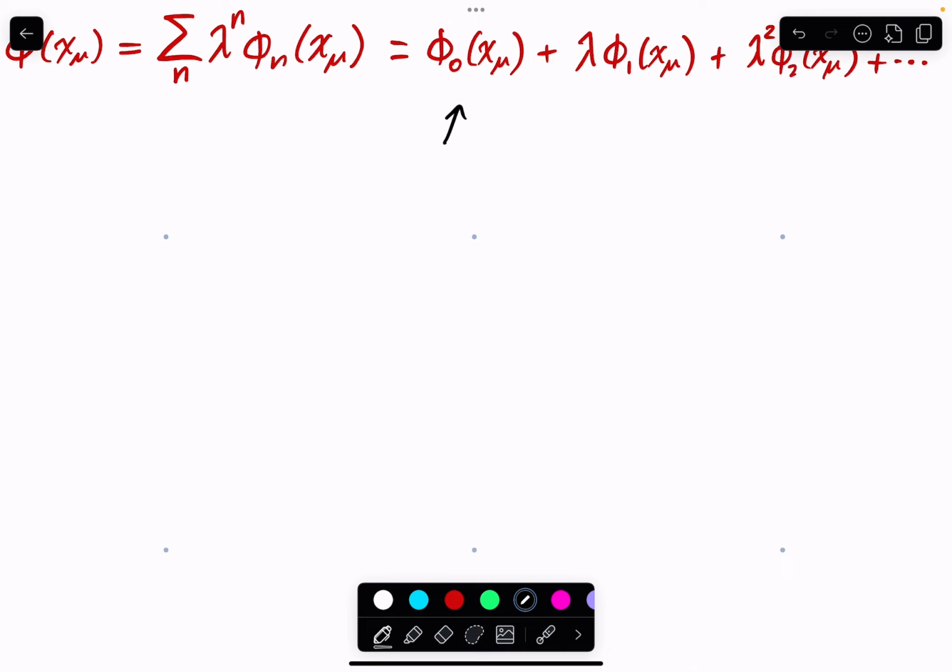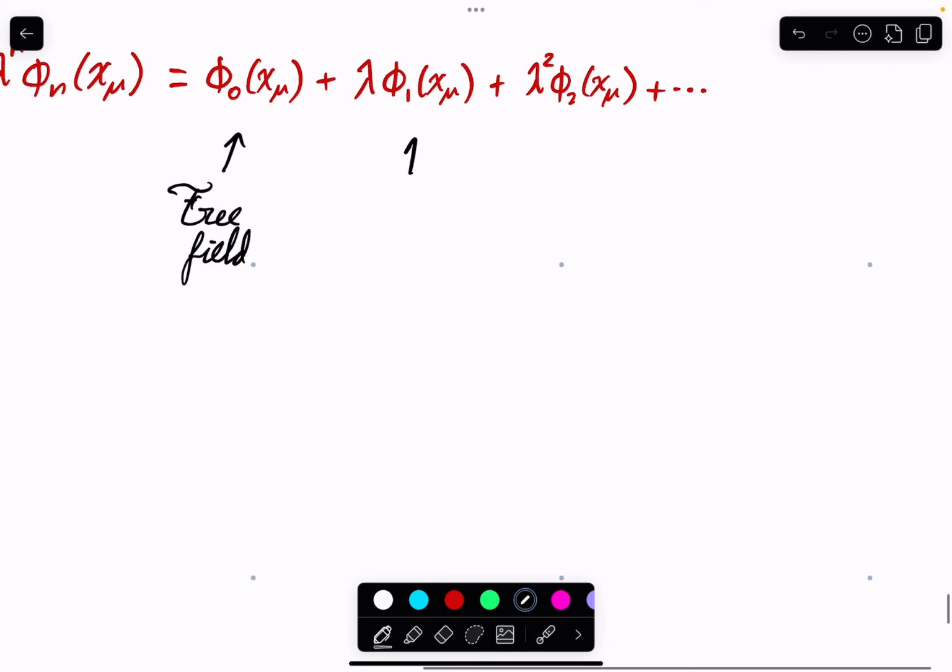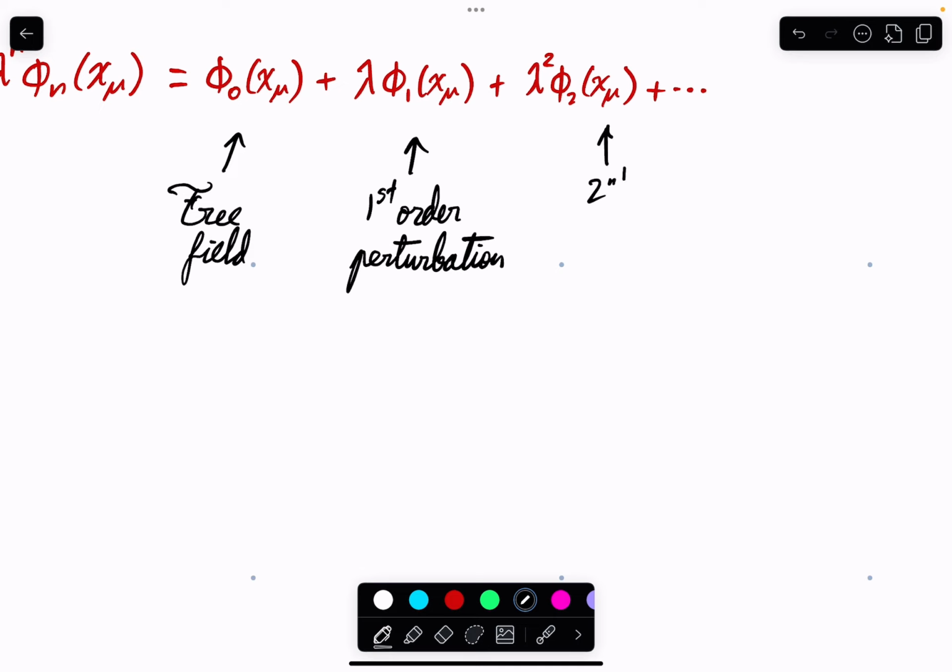We will see that this is the free field. This is the first order perturbation. And this is the second order perturbation.